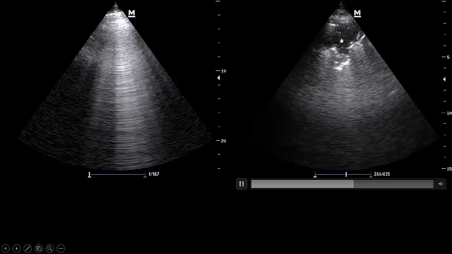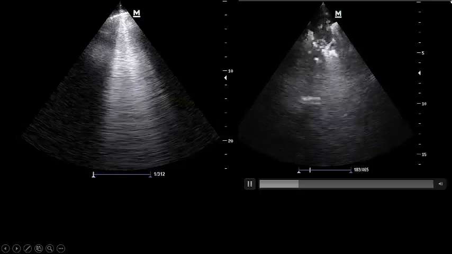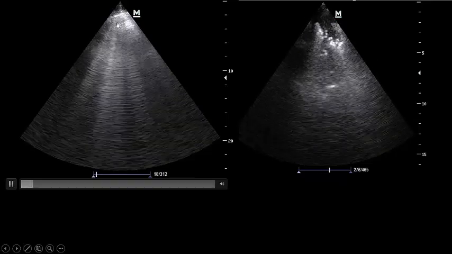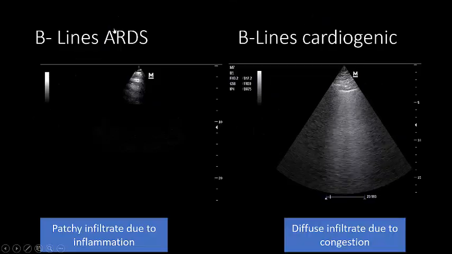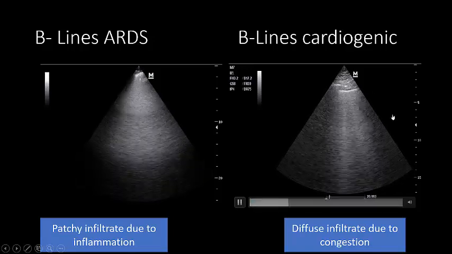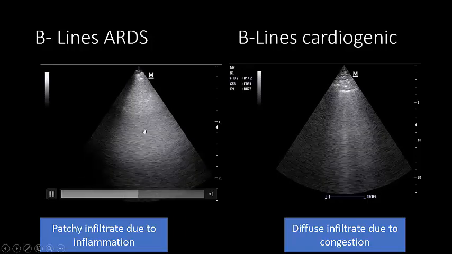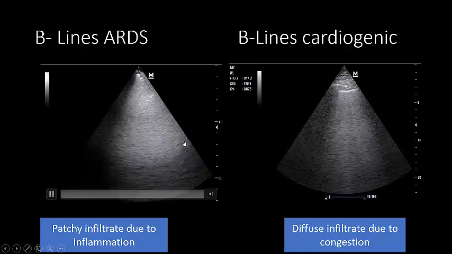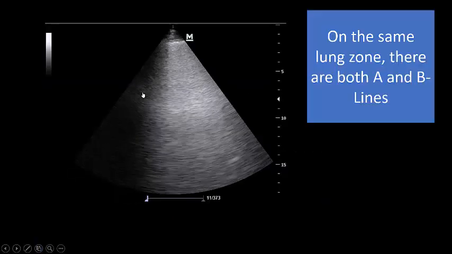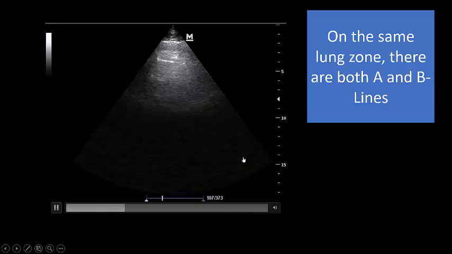Subpleural consolidation and thin pleura. Here, diffuse B line with no spared area. Here, there is B line with nearby A line. At the same lung zone, B line and A line, going with inflammatory.